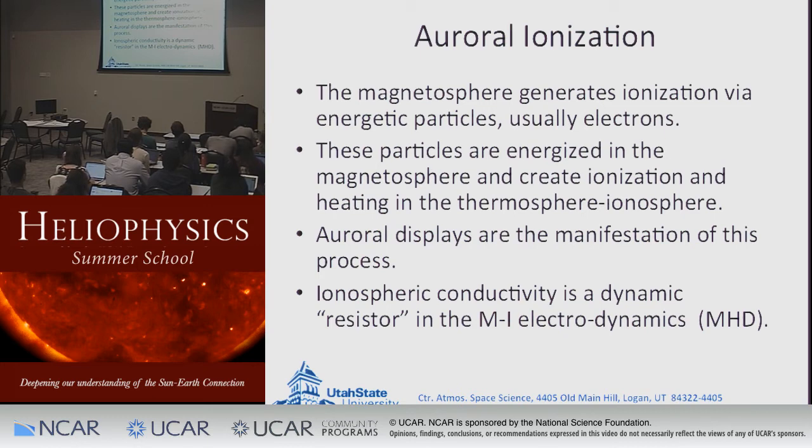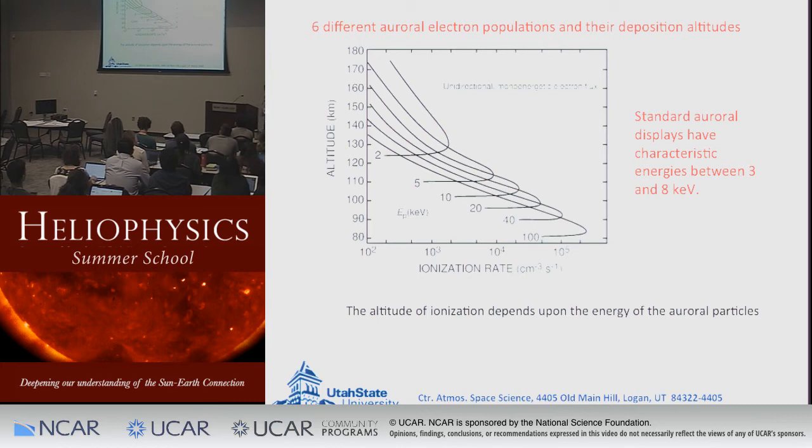Auroral displays are the manifestation of this process, and ionospheric conductivity is a dynamic resistor in the MI electrodynamic system. What we mean by that is MHD systems have variations in magnetic field, Alfvén waves, and currents flowing, and these currents have to close. There are generators, and there are places where there is energy deposition. The resistor is this thing in the ionosphere we call Hall and Pedersen conductivity, which we talked about earlier.